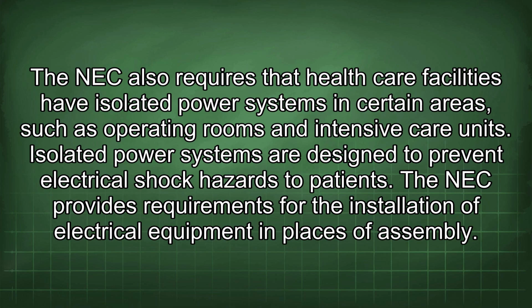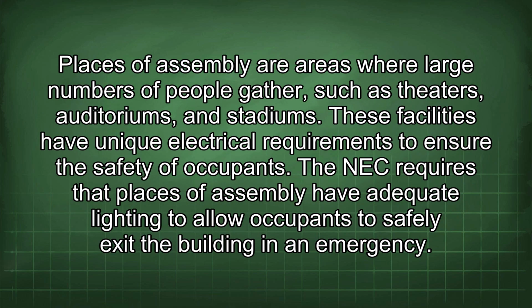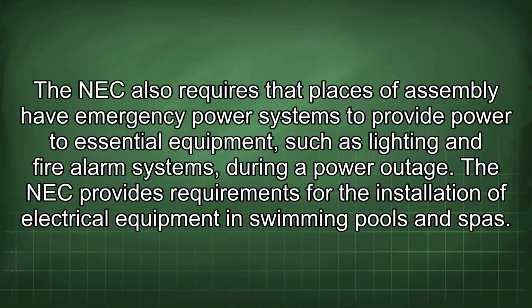The NEC provides requirements for the installation of electrical equipment in places of assembly. Places of assembly are areas where large numbers of people gather, such as theaters, auditoriums, and stadiums. These facilities have unique electrical requirements to ensure the safety of occupants. The NEC requires that places of assembly have adequate lighting to allow occupants to safely exit the building in an emergency. The NEC also requires that places of assembly have emergency power systems to provide power to essential equipment, such as lighting and fire alarm systems, during a power outage.